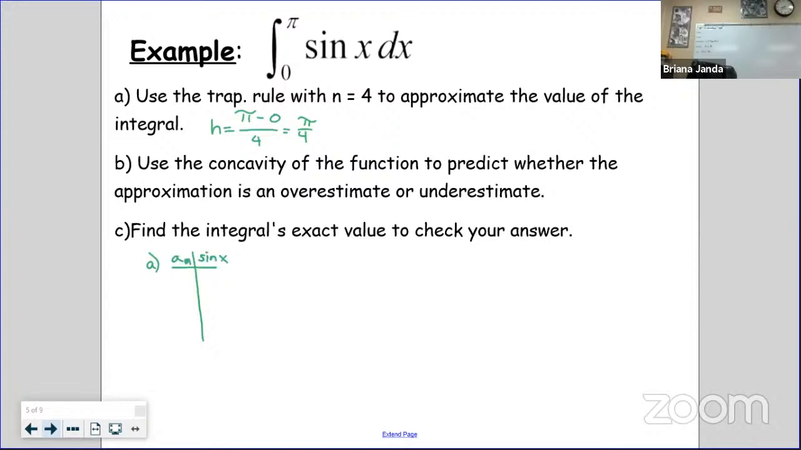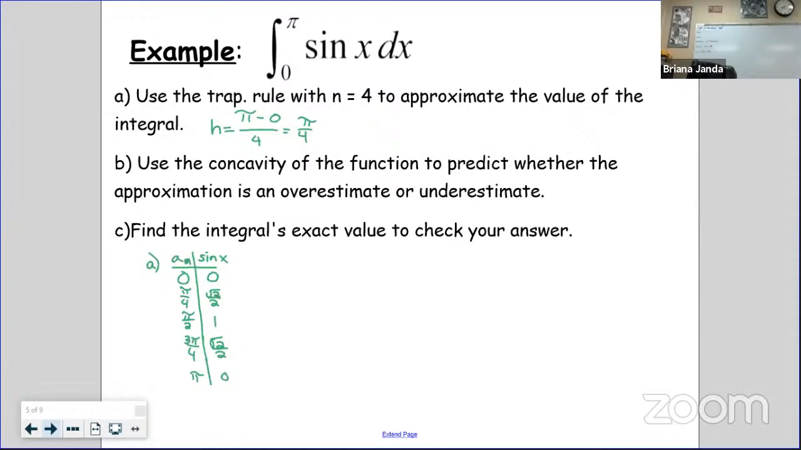Our function being sine of x. So starting at 0, adding a pi over 4 each time, we'd be at pi over 4, pi over 2, 3 pi over 4, and pi. Plugging that into our sine of x is where we got to remember our unit circle a little bit. Sine of 0, 0, sine of pi over 4, square root of 2 over 2. Your calculator will give you a decimal approximation of that. Sine of pi over 2 would be 1. Sine of 3 pi over 4 would be square root of 2 over 2. And sine of pi is 0.